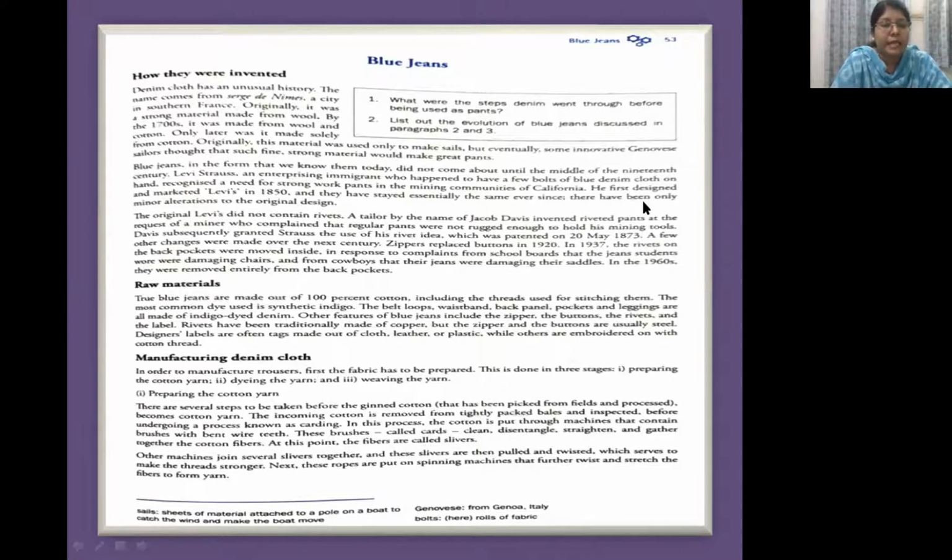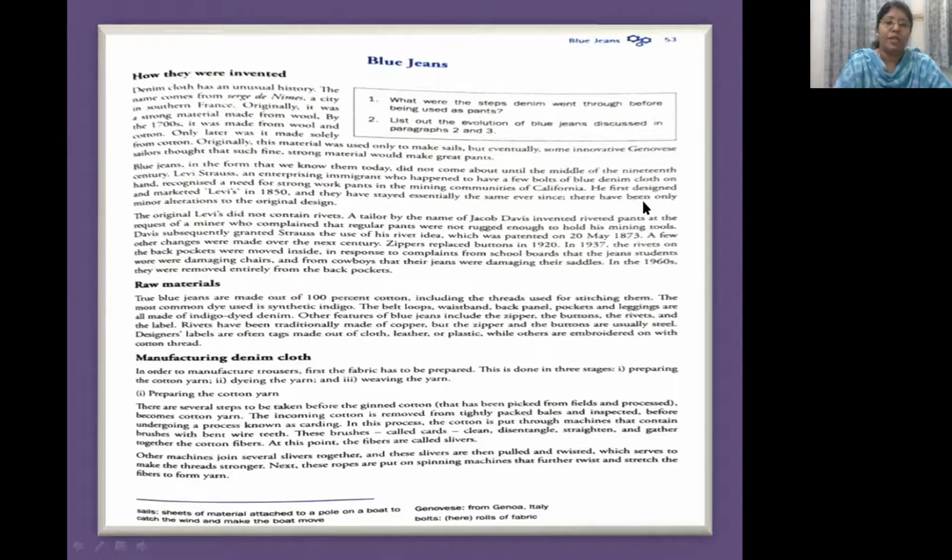Next, designers' labels are often tags made out of cloth, leather, or plastic, while others are embroidered on with cotton thread. So these are the raw materials used there. Now, the true blue jeans are made of 100% cotton.